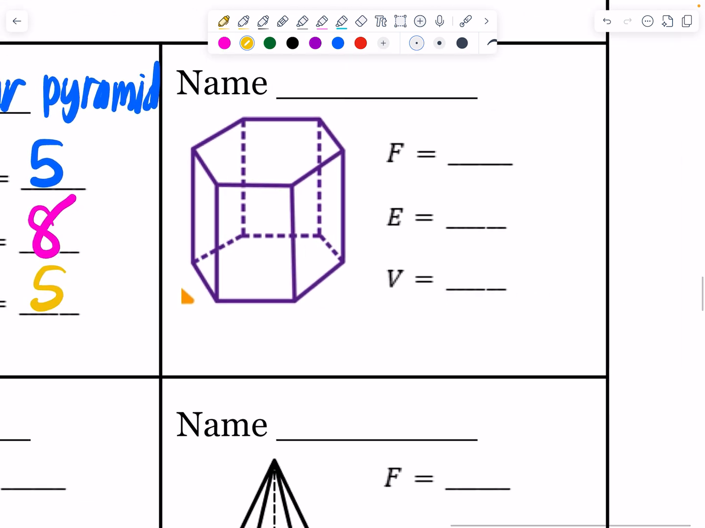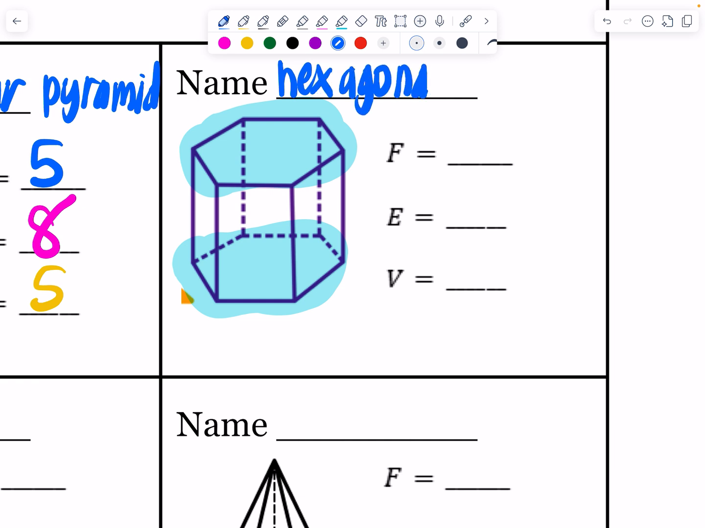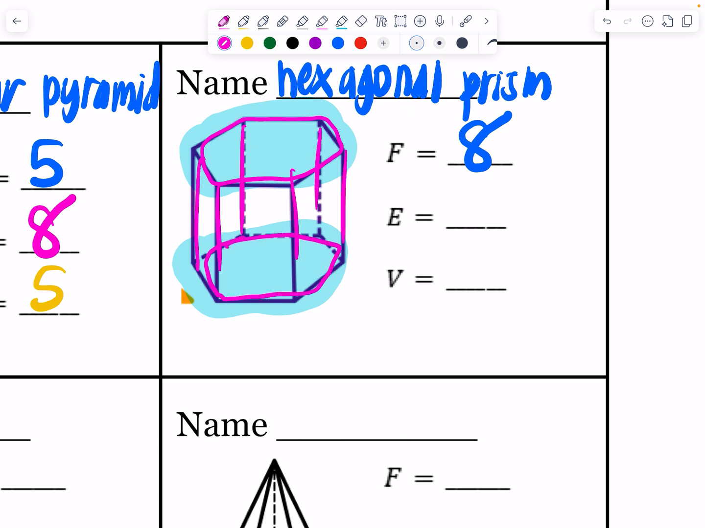All right, what shape is my base now? The 2 parallel faces are going to be my 2 bases. Those are going to be hexagons, so we'll call this a hexagonal prism. If you call it a hexagon prism, that is fine for now. Floor and ceiling plus 6 walls is going to be a total of 8 faces. How many edges? 1, 2, 3, 4, 5, 6. 1, 2, 3, 4, 5, 6. 1, 2, 3, 4, 5, 6. So 6 plus 6 plus 6 makes 18.